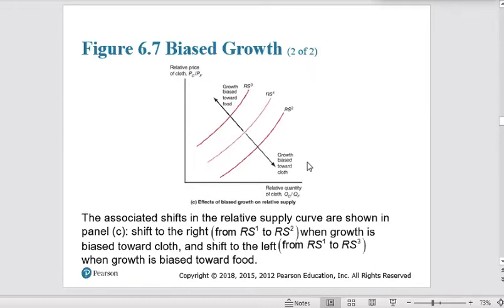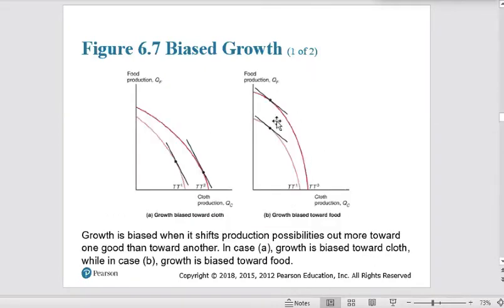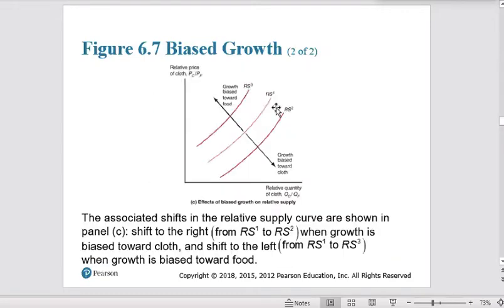On the other hand, for the other story, if there's a biased growth towards food production, then there will be a left shift of the relative supply curve. Because when there is more supply of banana to the market, the relative supply of clothes will drop. More banana compared to clothes, then the relative supply of clothes will drop. Okay?